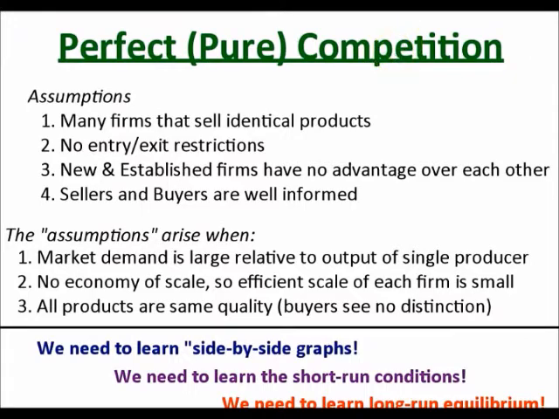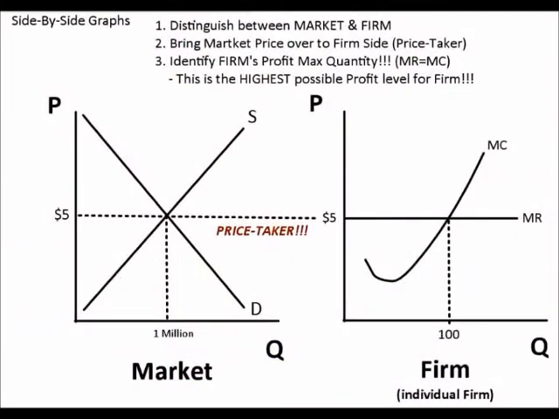We're going to be dealing with side-by-side graphs. On one side we have the market, on the other side we have the firm. When you draw the four competition types: perfect competition, monopoly, oligopoly, and monopolistic competition, this is the only one of the four market structure types in which you'll be doing a side-by-side graph. So this is unique to perfect competition.